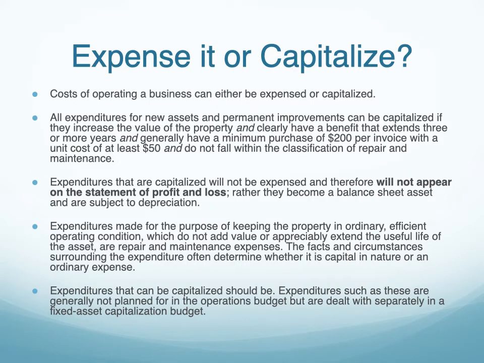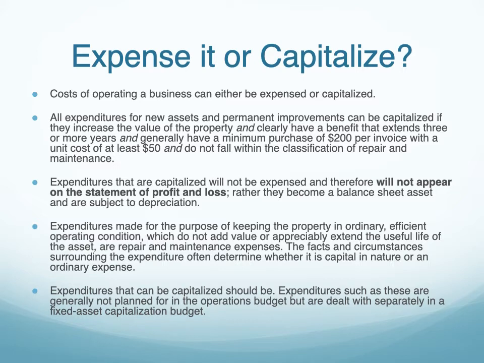Expense it or capitalize it. The costs of operating a business can be either expensed or capitalized. All expenditures for new assets and permanent improvements can be capitalized if they increase the value of the property and clearly have a benefit that extends 3 or more years and generally have a minimum purchase of $200 per invoice with a unit cost of at least $50 and do not fall within the classification of repair and maintenance. Normal repair costs, such as fixing a broken copy machine or a door, those are current expenses and are usually deducted in the year that they're incurred.